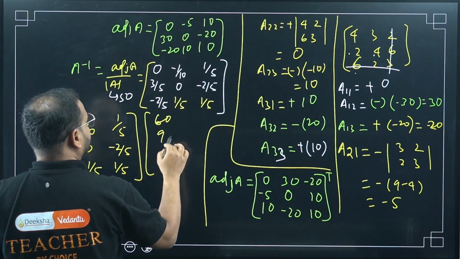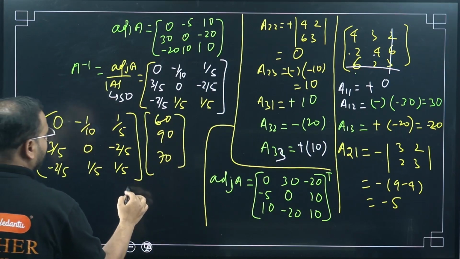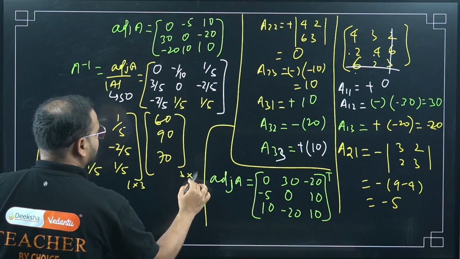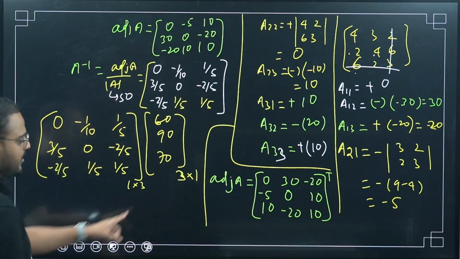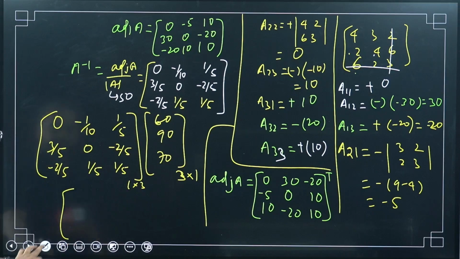60, 90 and 70. Okay, what's the order here? 1 cross 3 over here, 3 cross 1. If you check, the number of columns here is the same as the number of rows, so I can multiply. What is my answer? Please have a look at my final answer.